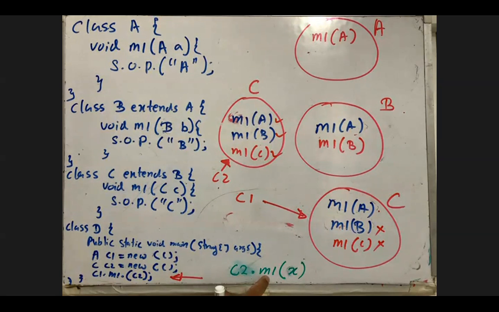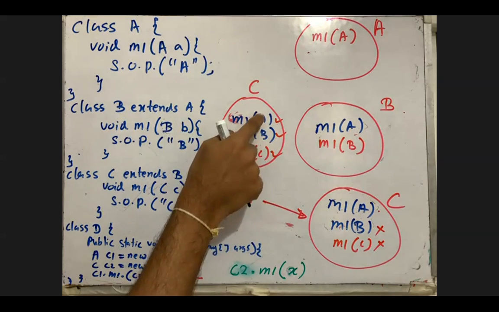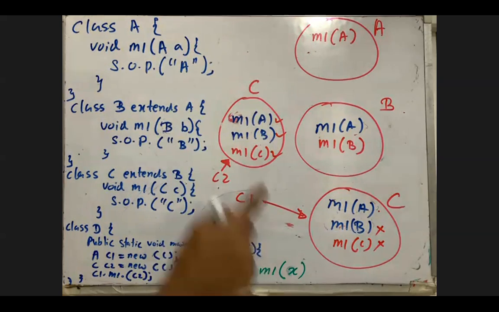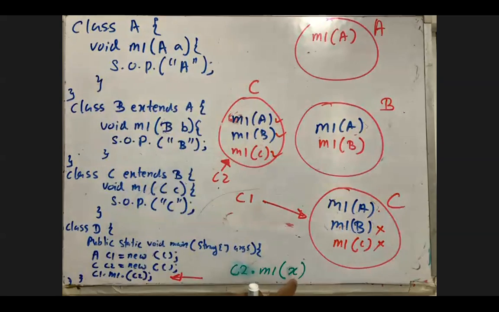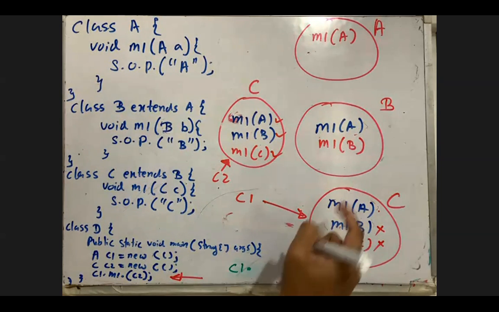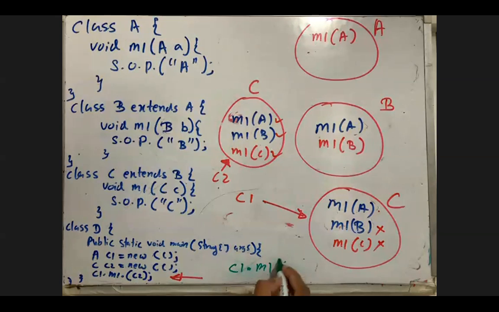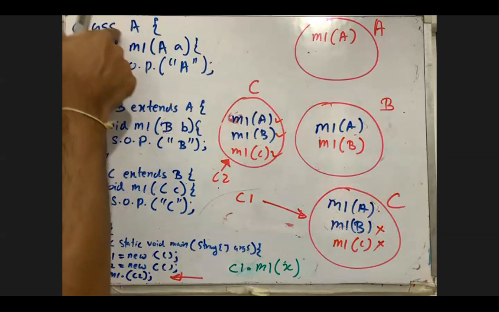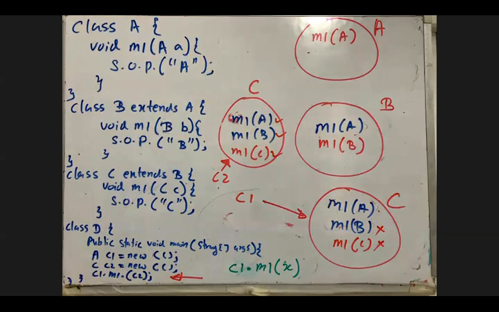When you call C2 M1, assume X is an A type object, then it calls the first method. If X is a B type object, it calls the second method. If X is a C type object, it calls the third method. You may call whichever method. But with C1, you can always call M1 only with X as a superclass object. You cannot invoke this one. Do you understand that part?